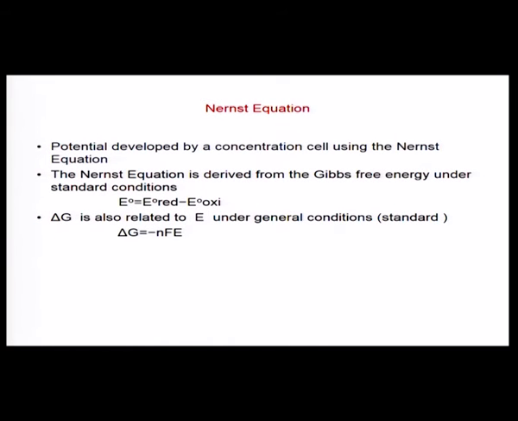And these can again be usefully explained based on the Nernst equation, that is, the potential developed by a concentration cell can be explained using the Nernst equation. The potential developed by the concentration, that is a galvanic cell. And the Nernst equation is derived from the Gibbs free energy again at standard condition, redox and oxidation, and this is related to free energy, delta G equal to minus n F E.